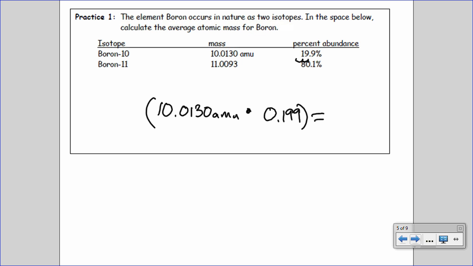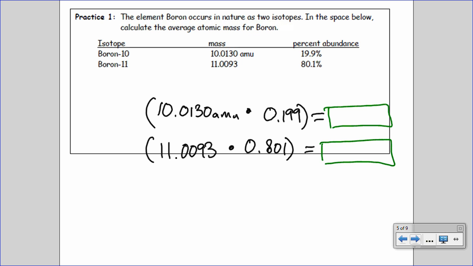And then I'm also setting up the next one here, 11.0093 times, well, 80.1% turned into decimal form is 0.801. That equals these two answers. So answer 1 and answer 2. The last part you got to do is you just got to add those together to get your total final answer. I'd like to see you do that.